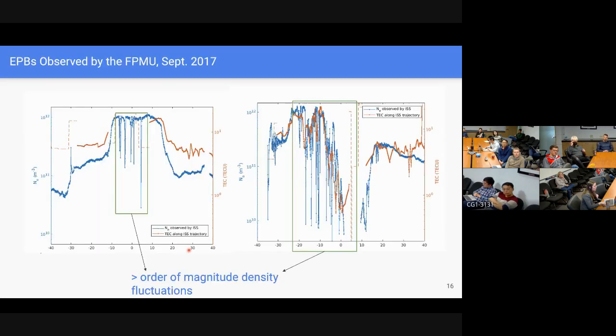So now I'm going to talk a little bit about a couple examples of equatorial plasma bubbles observed by the Floating Potential Measurement Unit on ISS. In this case, what I'm defining to be an equatorial plasma bubble are fluctuations in density of greater than an order of magnitude. So these are just a couple of examples, and I'll go through all of them in a little bit more detail.